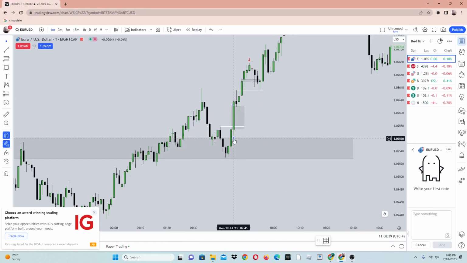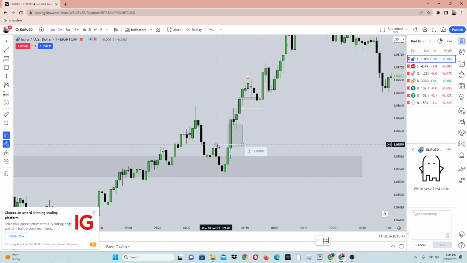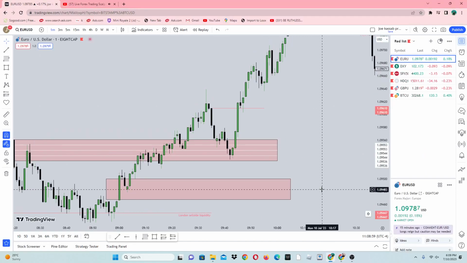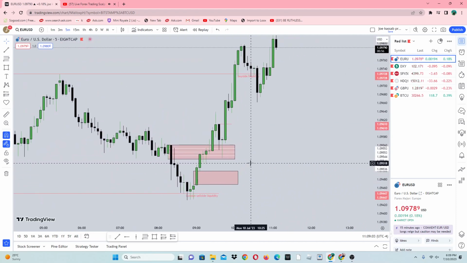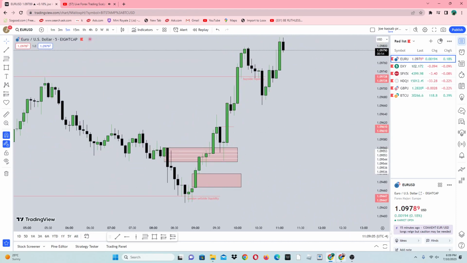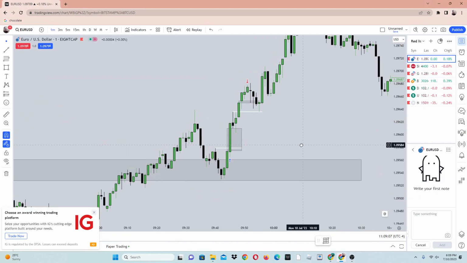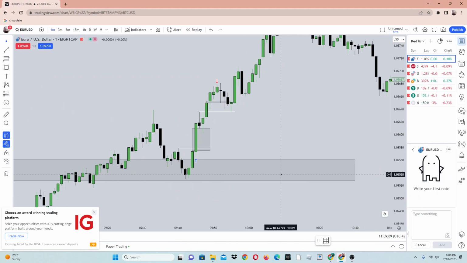Okay, so as you can see, the trade was taken right here. After I saw that the price is pushing higher, then I marked this order block. Okay, so if you go right here, so this is the order block. I marked it. Okay, we pushed higher.